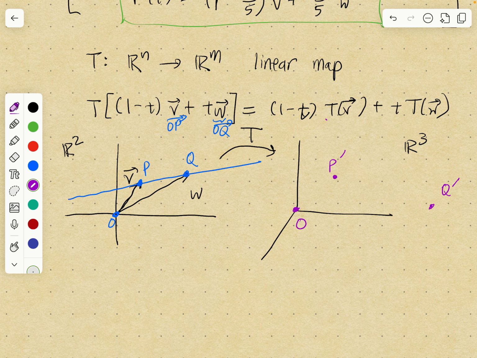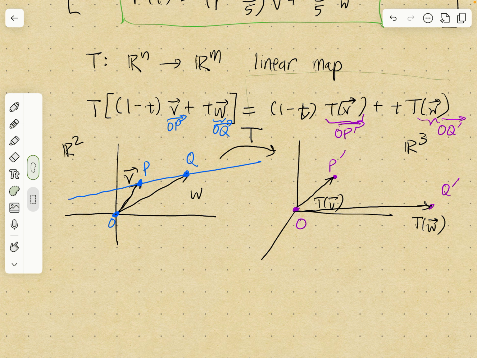Now what's T of V? Well, T of V is the vector from the origin to P prime, right? Because this vector V is going to some other vector, and I'm letting P prime be the image of P. So that vector is my T of V. And similarly, the vector from the origin to Q prime, that's my T of W. So my T of V is OP prime, my T of W is OQ prime. And so what is this? Do you recognize? It's the line through P prime and Q prime.